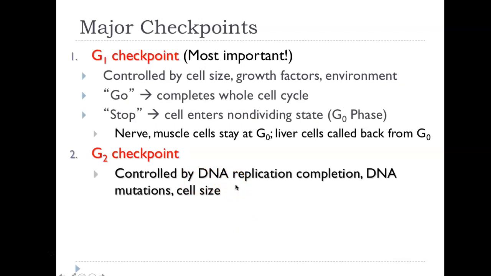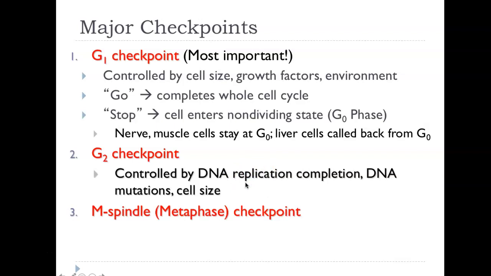So the G2 checkpoint is controlled by DNA replication, DNA mutations, and cell size. What it's doing is checking to make sure DNA replication occurred correctly. Okay, so I would write that down. The cell's not going to enter mitosis unless DNA has replicated correctly, and then refer back to the picture. Well, that G2 checkpoint is right before mitosis starts. If DNA has not replicated correctly, that cell is going to undergo apoptosis. It's not going to divide.